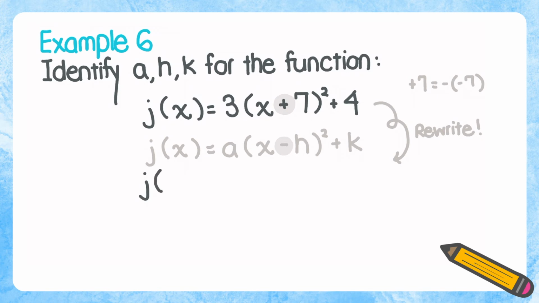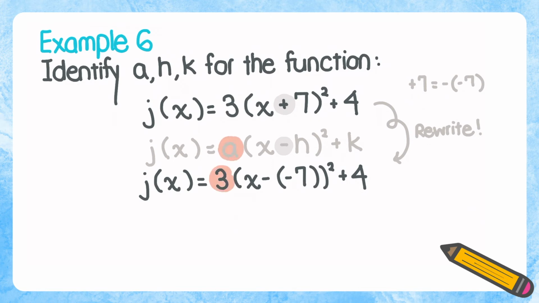J of x equals 3 times (x minus negative 7) quantity squared plus 4. X minus negative 7 is the same as x plus 7. We just wrote it differently so that it matches the general vertex form.